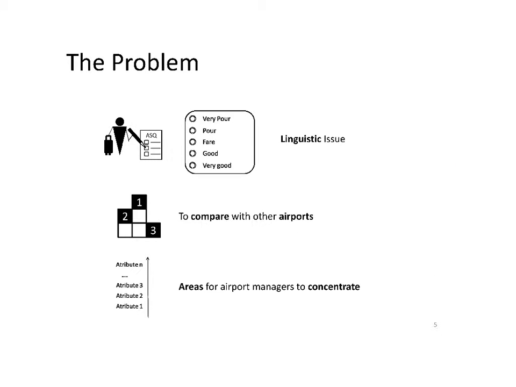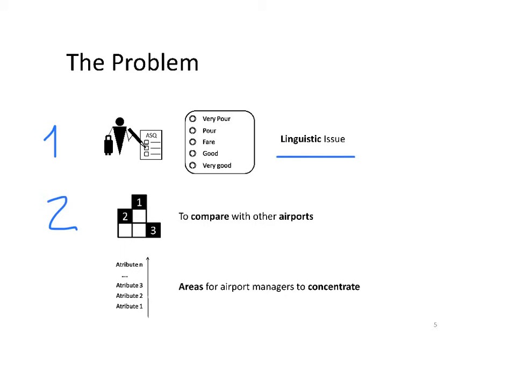The problem between gathering data from passengers and implementing measures to improve the quality of service can be divided into three items. First, there is a linguistic issue in the process of passengers filling in these Likert scale questionnaires, leading to imprecision and vague information.